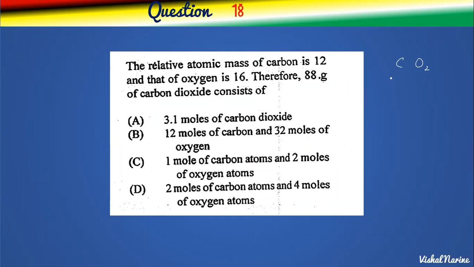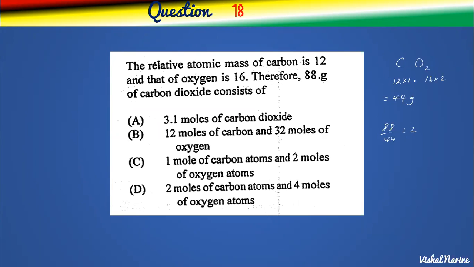And the question tells you that carbon is 12, so that's 12 times 1, and oxygen is 16, so 16 times 2, giving you a total molar mass of 44 grams. So 88 grams is basically 88 divided by 44, which is equal to 2. So we have to times all the atoms by 2.